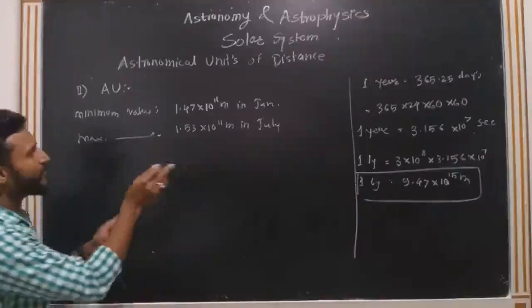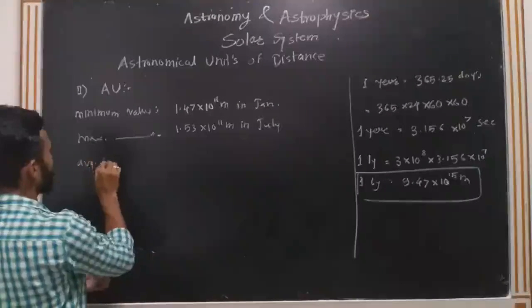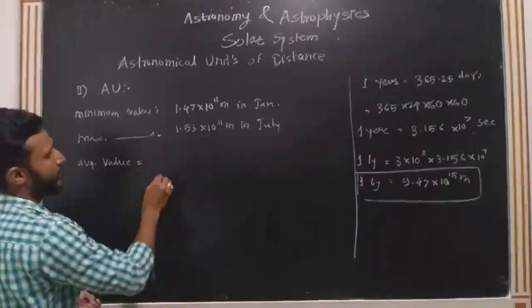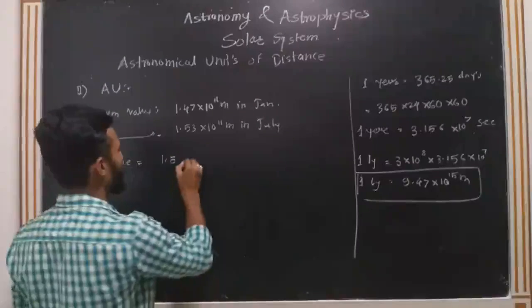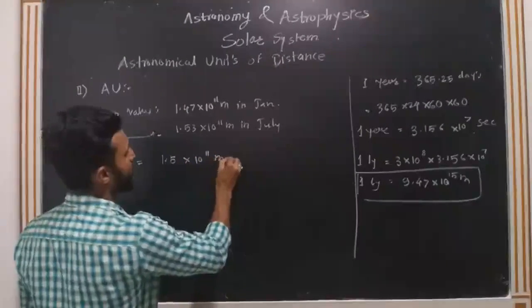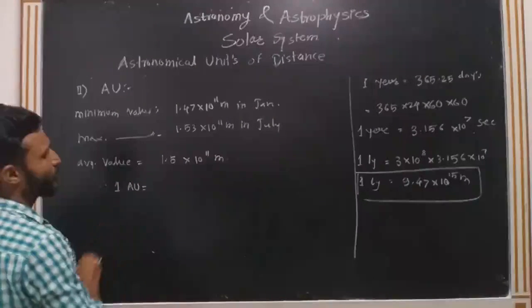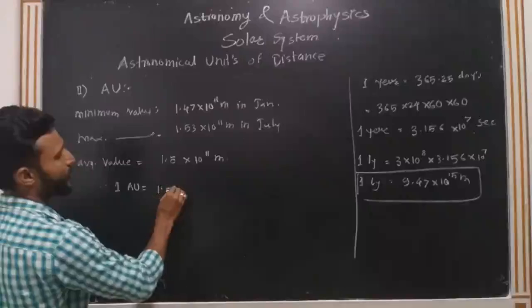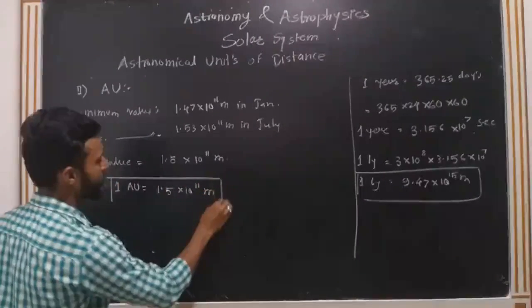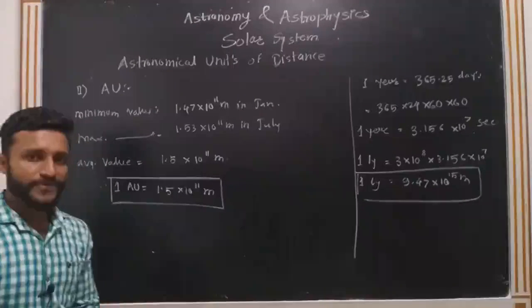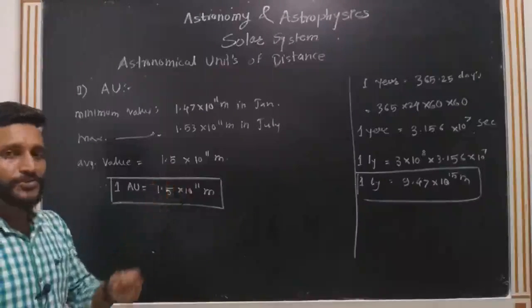Yes. Then the average value is nothing but 1.5 into 10 raised to 11 meter. So therefore 1 astronomical unit is equal to 1.5 into 10 raised to 11 meter. This is the distance of earth to sun, 1 astronomical unit, or we can say 1.5 into 10 raised to 11 meters.